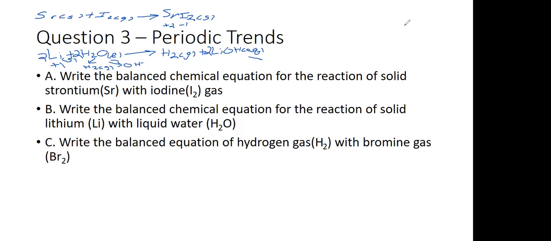Could you explain A again about wanting to gain and lose an electron? Sure. So strontium is a metal. Metals want to lose electrons. Iodine is a gas, but it's a halogen. Halogens want to gain electrons. Strontium's in column 2. Anything in column 2 is going to be a +2 ion. Any halogen is going to want to form a -1 ion, because that's where they are in the periodic table. And so you'll make SrI2.